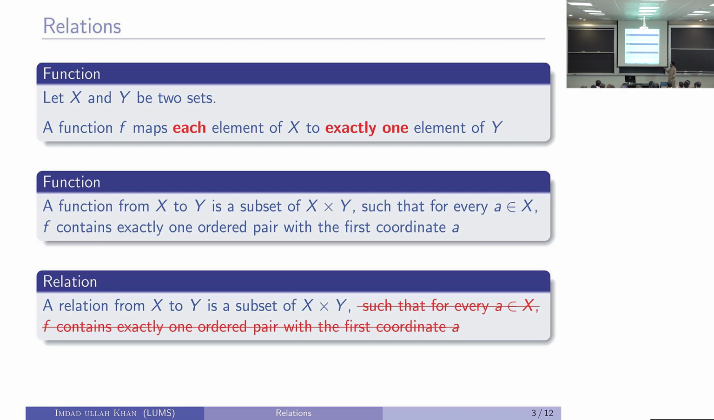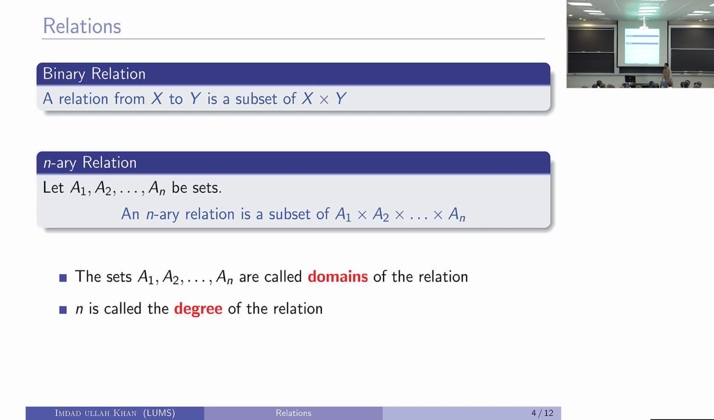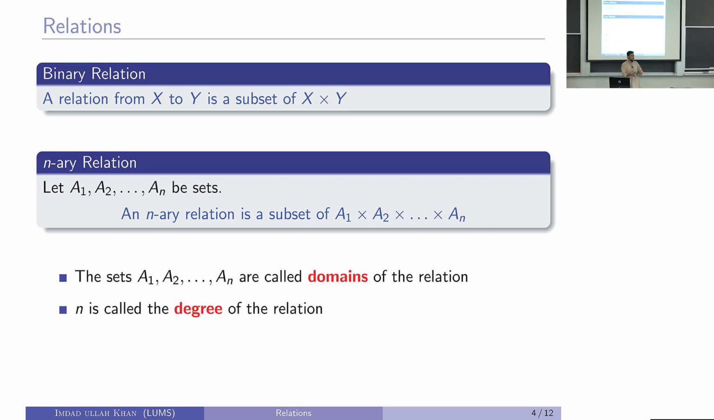A relation is basically just anything with no restriction: take any subset of x cross y, maybe the empty set, maybe the whole x cross y, maybe half of it, maybe a function, maybe not a function. A subset of x cross y is called a relation. A binary relation is a subset of x cross y. There are two sets, x and y, so we call it a binary relation. A ternary relation would be a subset of x cross y cross z, with three sets. A general n-ary relation would be a subset of a1 cross a2 cross as many sets as we have.